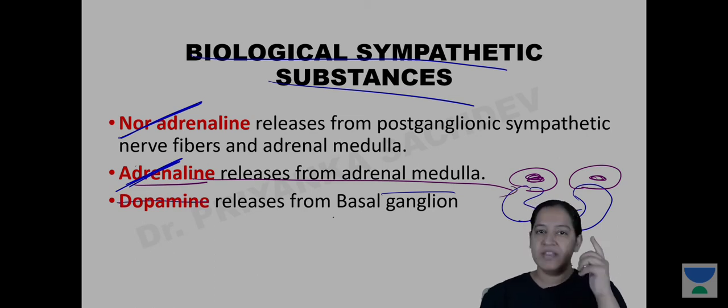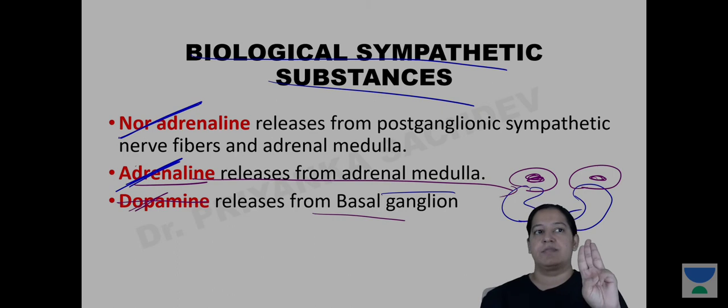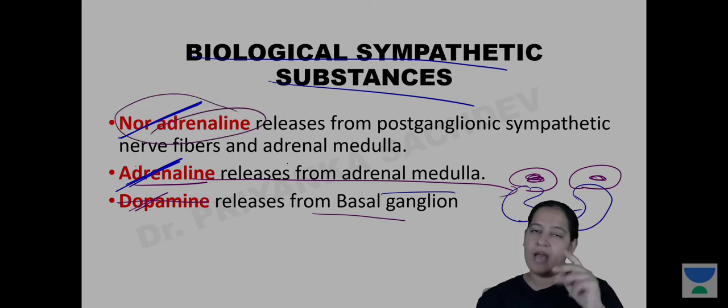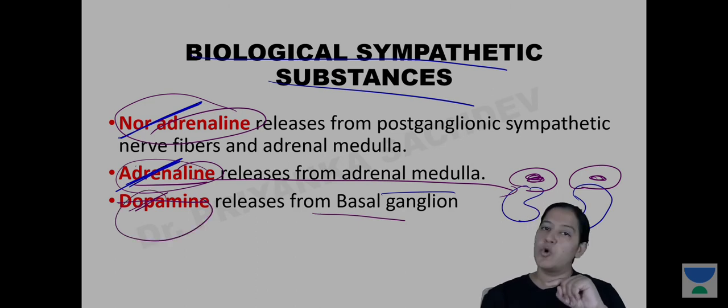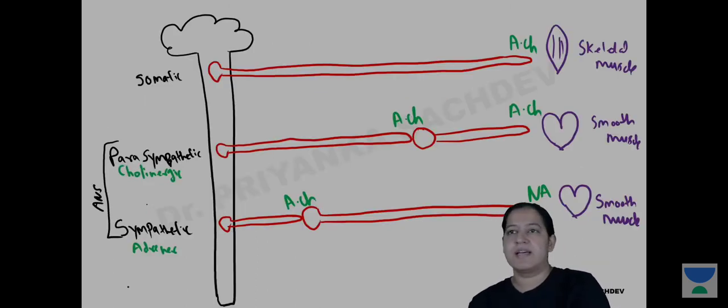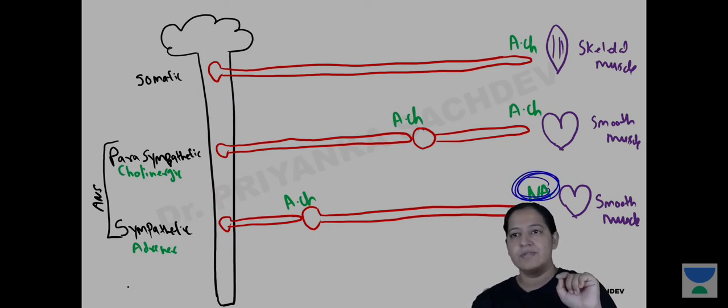And dopamine is in the basal ganglion of the brain. So we have 3 types of sympathetic substance. Mainly it is noradrenaline, I have taught you noradrenaline. Sometimes it is adrenaline in the medulla and it is dopamine in the basal ganglion. You have to learn these 3. So here you can see it is the noradrenaline. Can you see? So how is this noradrenaline synthesized?